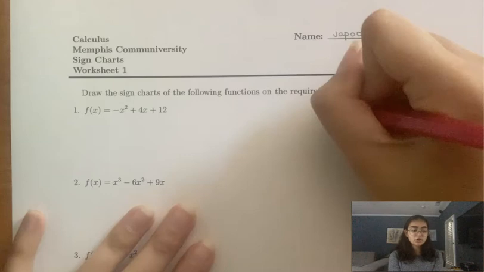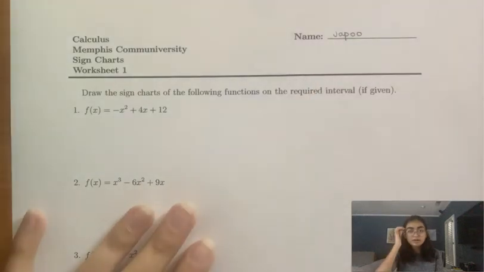All right, so the first step before drawing the sign chart is factoring. You have to factor the function as much as possible. Factoring the function as much as possible will make this process a lot easier. And now there are two other things that, after you factor the function as much as possible, you have to know in order to draw your sign chart properly.